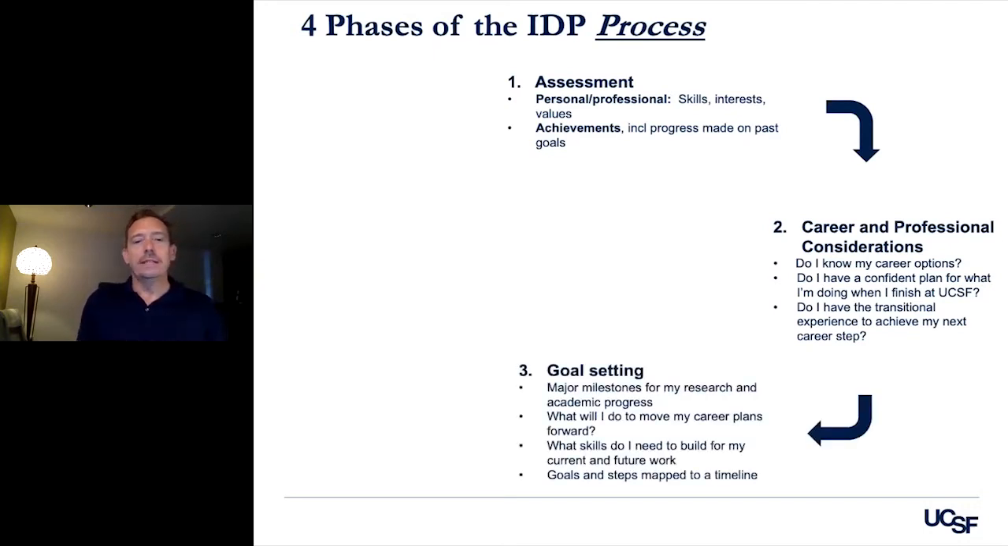Then the third phase is, okay, now that I've sort of looked back and looked inside myself, and then I've also thought about my career goals and my professional development needs, what am I going to do during the next year to move myself forward? What milestones do I need to reach in my research, my academic progress? What will I do to make my career planning move forward? So if I'm not certain about what I want to do, what will I do in the next 6 months or year to move myself towards certainty?